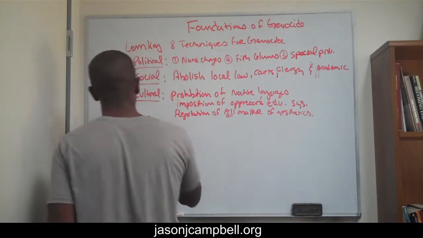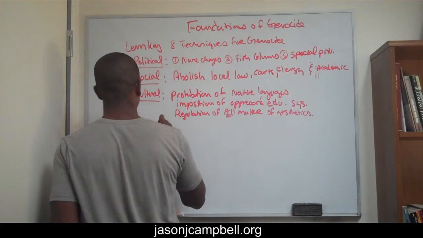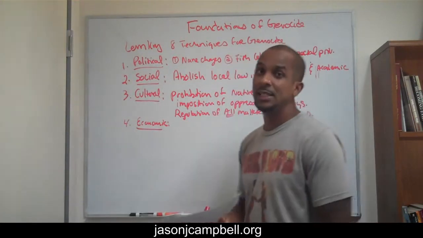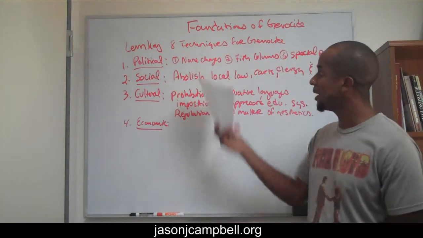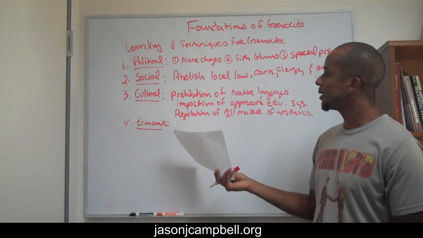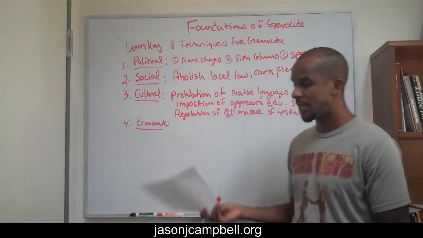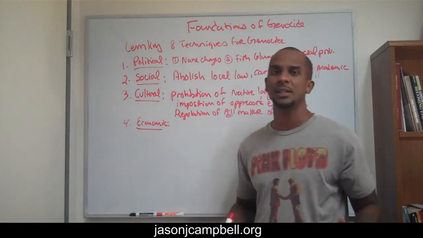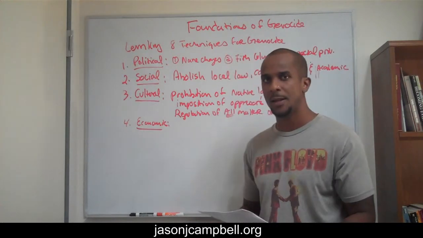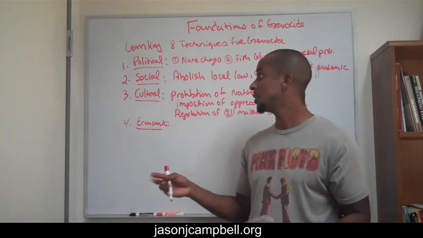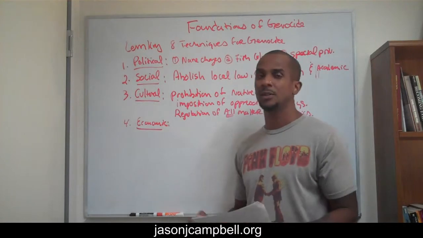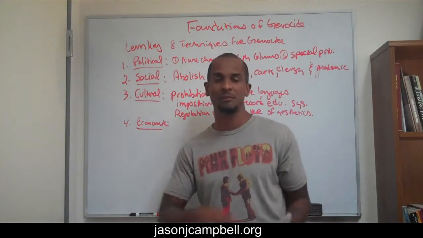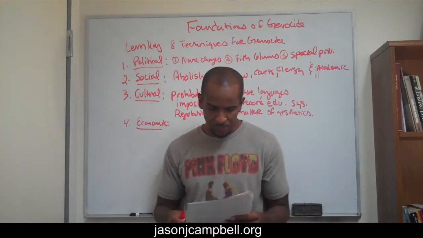Number 4 is economic. Basically, economics affect everything, right? The economic technique of genocide is going to affect all seven techniques. If you have a destruction of the economic foundation of a targeted group, their social lives are going to be affected. Their political life is going to be affected. Their cultural life is going to be affected, and so on and so on.